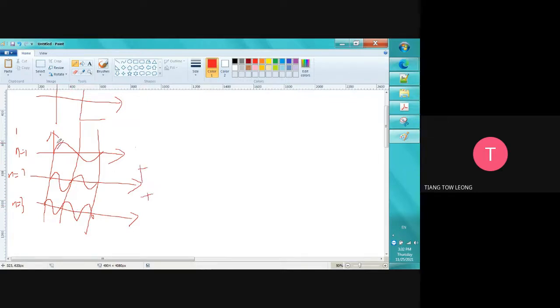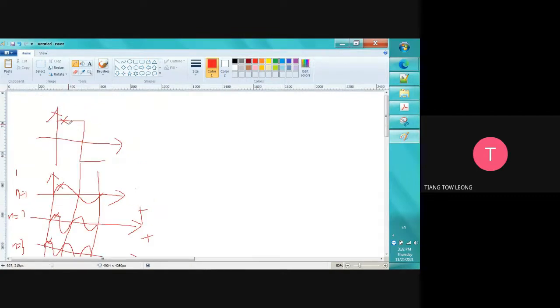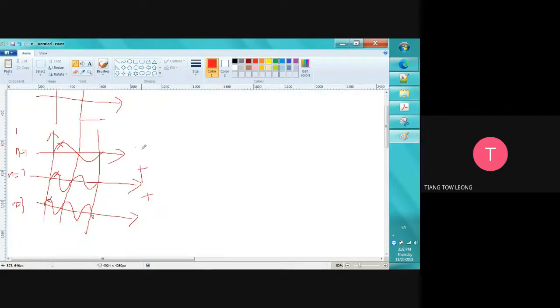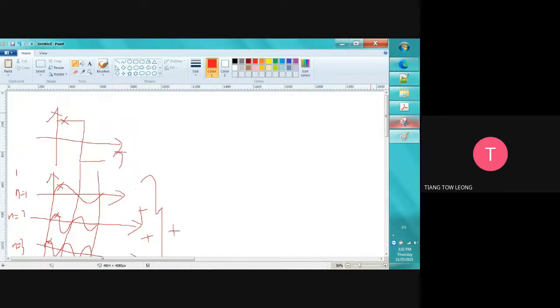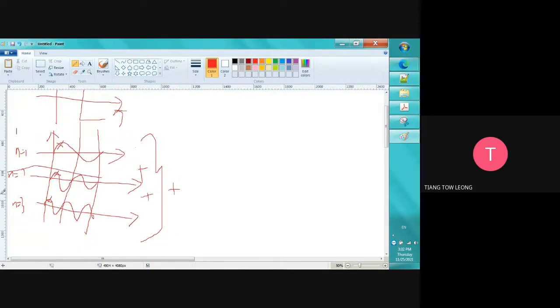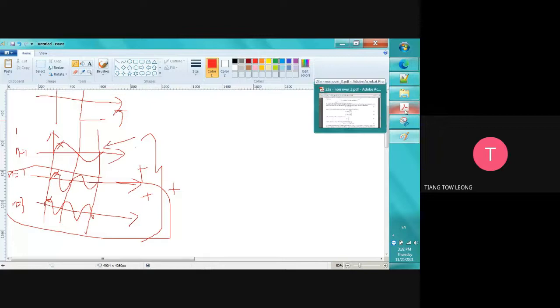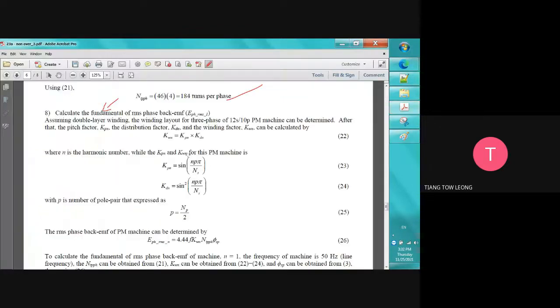For example, this point, add with this point, add with this point. Then we will have this point. This is the so-called harmonic component. When you add up together, it will come like this. So this one we are not interested in, but we are interested in the fundamental, because the fundamental can determine the performance of the motor, which is the only useful information that we need.